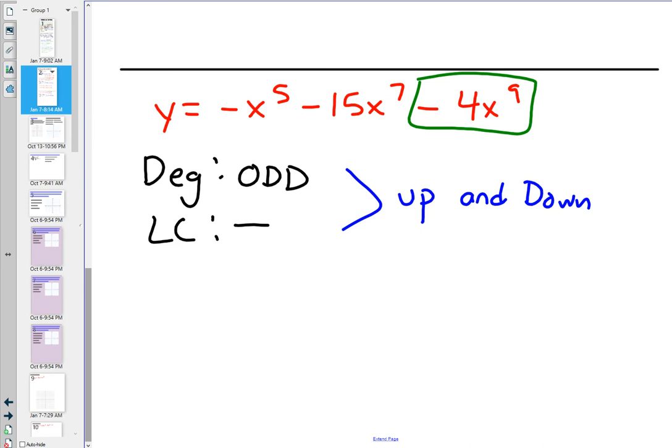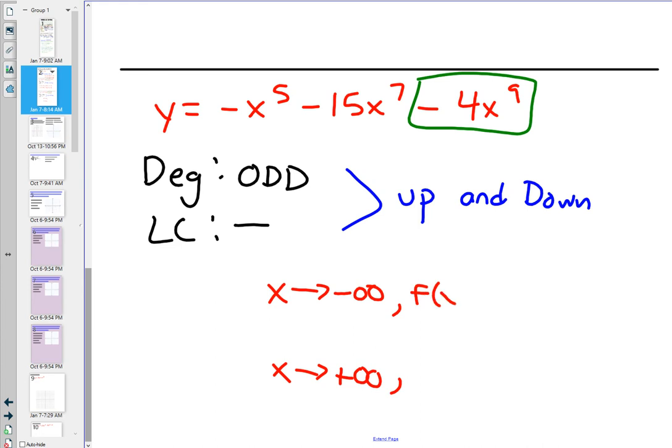The way of saying my left arrow is to say x is going to negative infinity. You're always going to have an x going to negative infinity and an x going to positive infinity, because that's your way of saying left and right. I want to know what the left arrow is doing, and what the right arrow is doing. So these are independent. But then the dependency is, what's the y going to do?